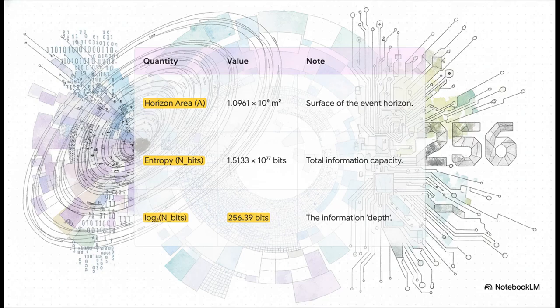The real question is, how many bits would you need to simply count that high? Think of it like the depth of the information. And when you calculate that, you get 256.39 bits. Hold on. Did you catch that? 256. That's almost exactly the 256-bit size of SHA-256.